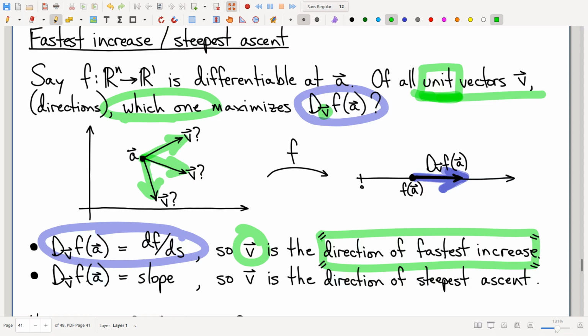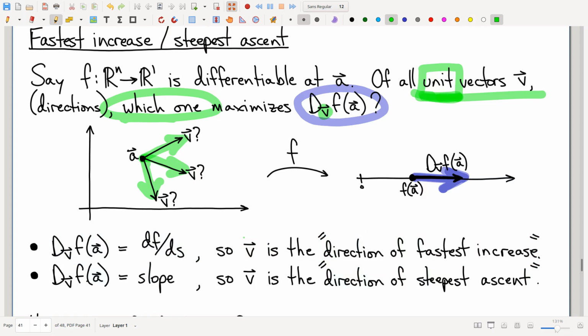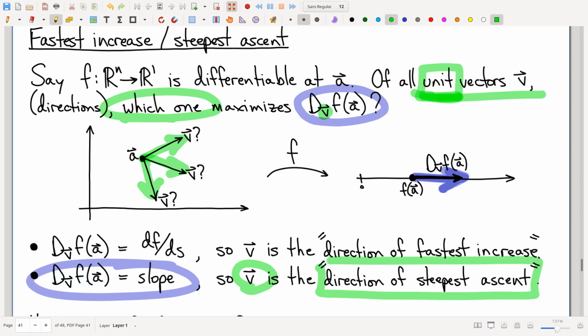On the other hand, here's a different interpretation of directional derivative, an alternative interpretation: directional derivative is slope. So what words would I use to describe whichever vector makes the slope of the graph as high as possible? The common choice there is to call it the direction of steepest ascent. If it's making the slope the greatest, then it's the direction that's the steepest as you go in that direction. So that's another common terminology.